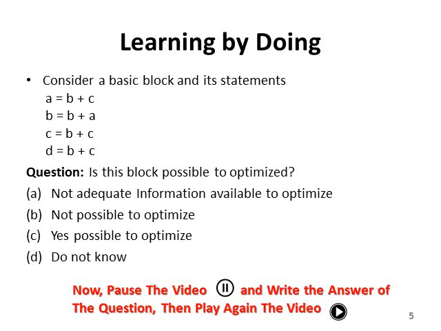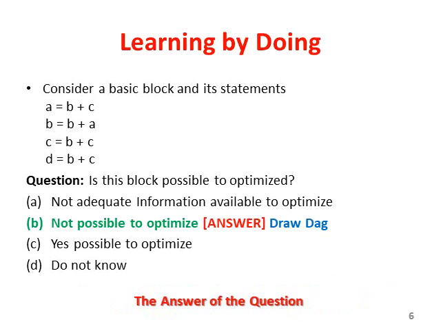Now here is your learning by doing section. Here is a question related to the basic block, and there are 4 statements, and the question is: is this block possible to optimize? For this purpose, first you pause the video, write your answer in the copy, and then play the video again. So I hope you wrote the answer. So the answer is, it is not possible to optimize the following basic block code.